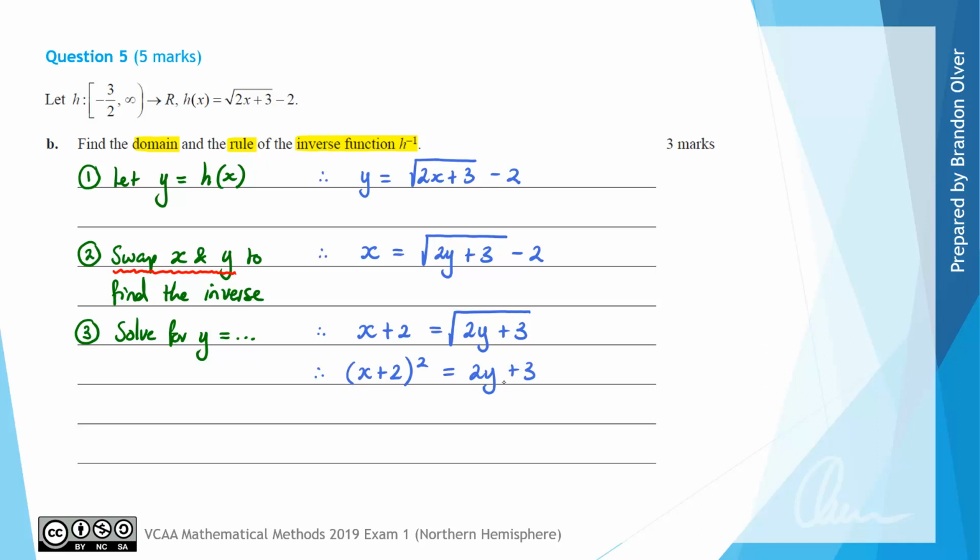And then what we can do is subtract 3 and divide by 2. So I'll do these two steps together to find y by itself. And then notation wise, we need to actually express this as h inverse of x. So our fourth and final step is to state it as h inverse of x equals. And then we also need to state the domain of h inverse.